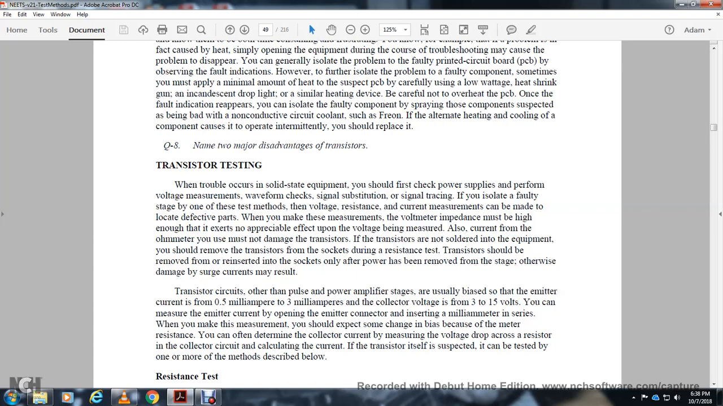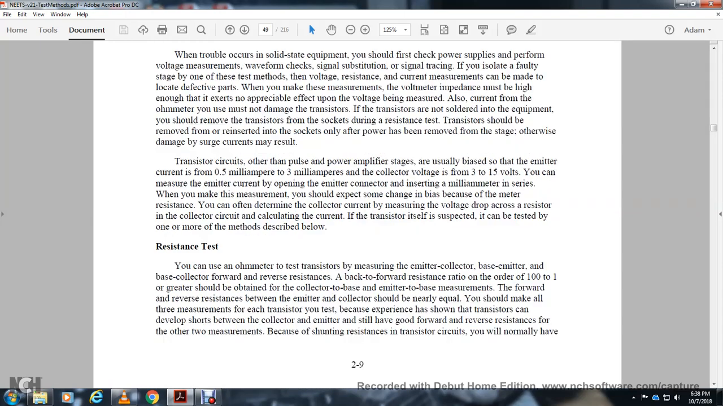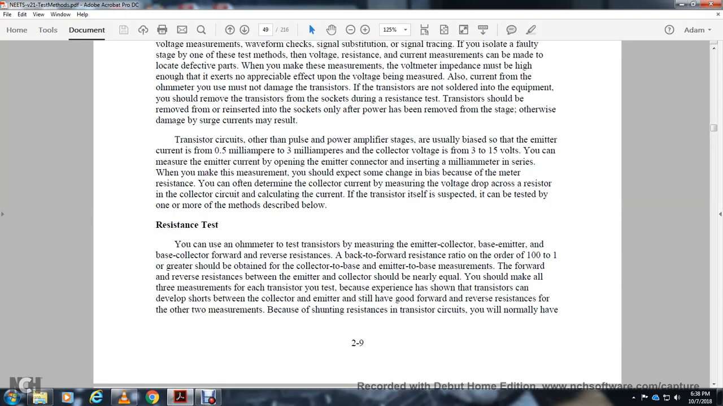You can often determine the collector current by measuring the voltage drop across the resistor in the collector circuit and calculating the current. When the transistor itself is expected to be tested, use one or more methods described below. The resistance test: measure the resistance between the emitter and collector, the base and emitter, and the base and collector, forward and reverse.